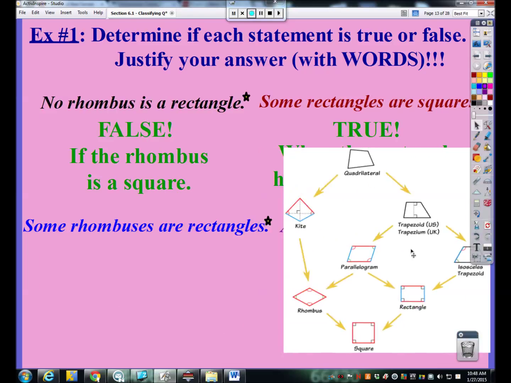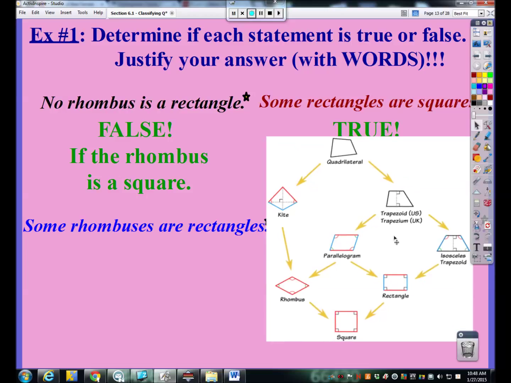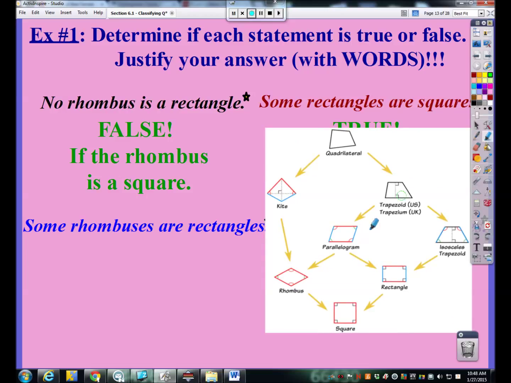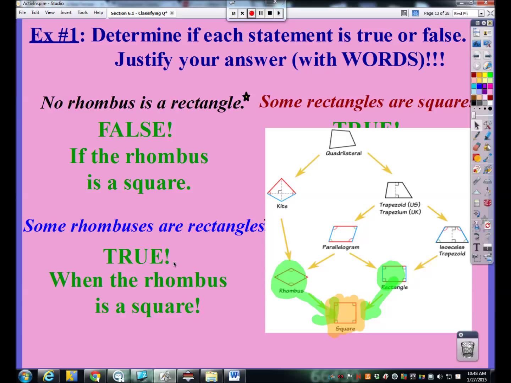The third one, some rhombuses are rectangles. So are some rhombuses rectangles? And yeah, sometimes rhombuses are rectangles. And when would that happen? When the rhombus is a square and when the rectangle is a square, then that is true. There is that common shape, that downward trickle. So this is kind of related back to the first one here.